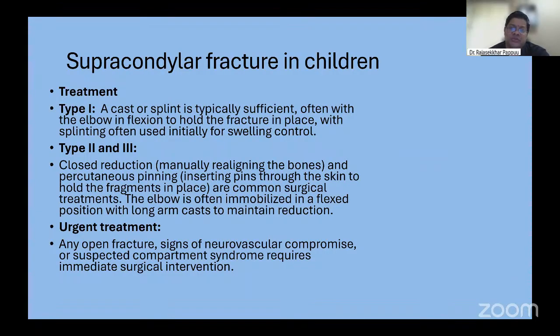After every procedure, before and after, we have to check the vascularity of the limb and the radial artery pulse. If there is no radial artery pulse, we have to check whether the limb is pink or not. If it is not pink, we have to explore the brachial artery, and if it is transected, we have to do suturing and all that. If there is no radial artery pulse, we must always keep a backup of a plastic surgeon or vascular surgeon for vascular procedures.